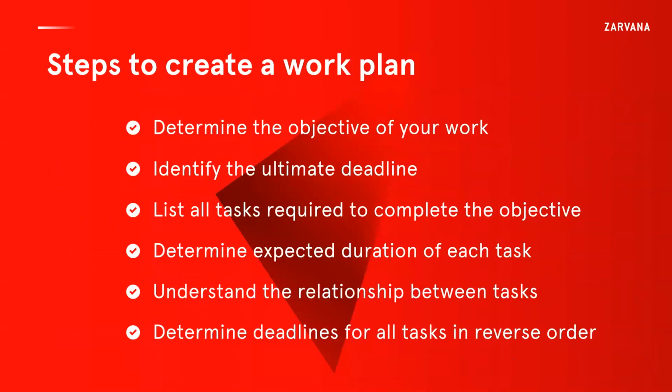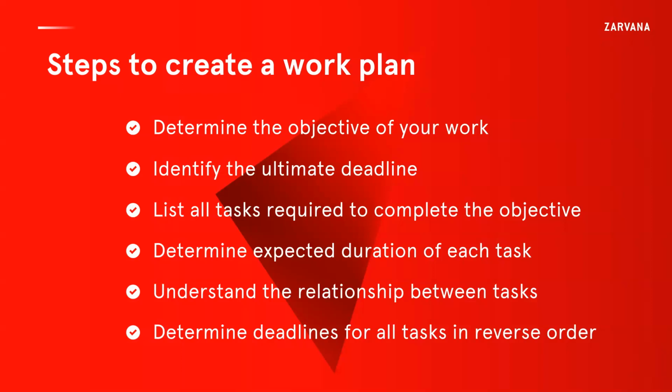So here are the 6 steps to creating a work plan. Just to recap them one more time. We have the first, determine the objective of your work, which in our case was building the house. Identify that ultimate deadline. When does that objective need to be completed by? In our case, it was November 1st. Step 3 is listing out all the tasks required to complete the objective. Here, remember, be comprehensive, but vary the level of detail based on your needs and relevancy.